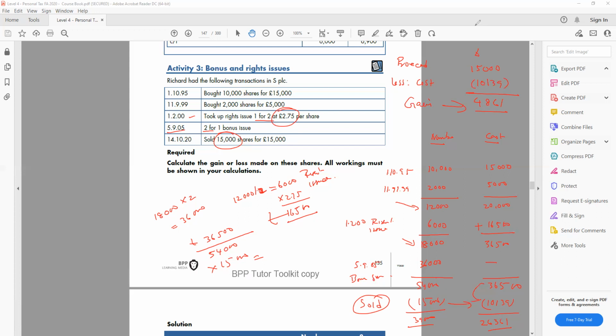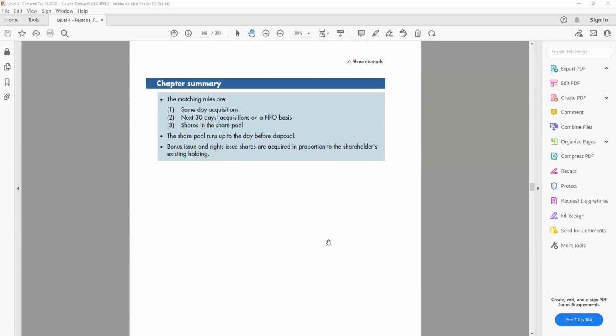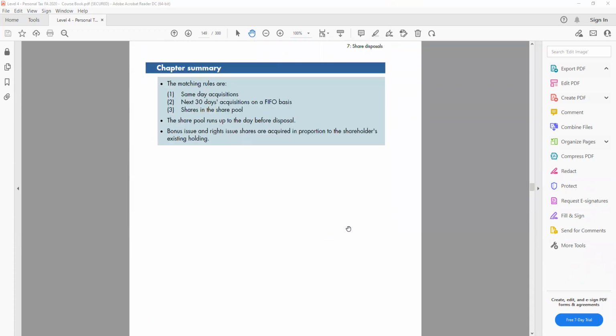All right, let's have a look. Is there anything else we have? I think this is the end of chapter number 7, share disposal.